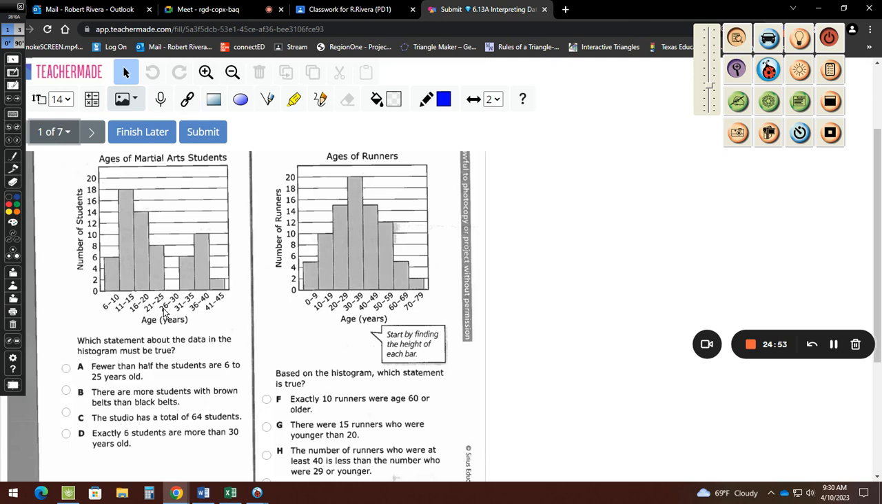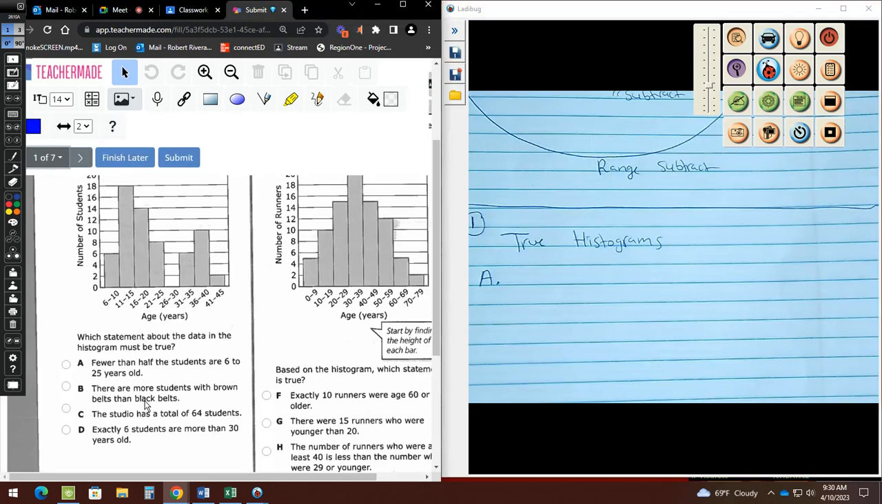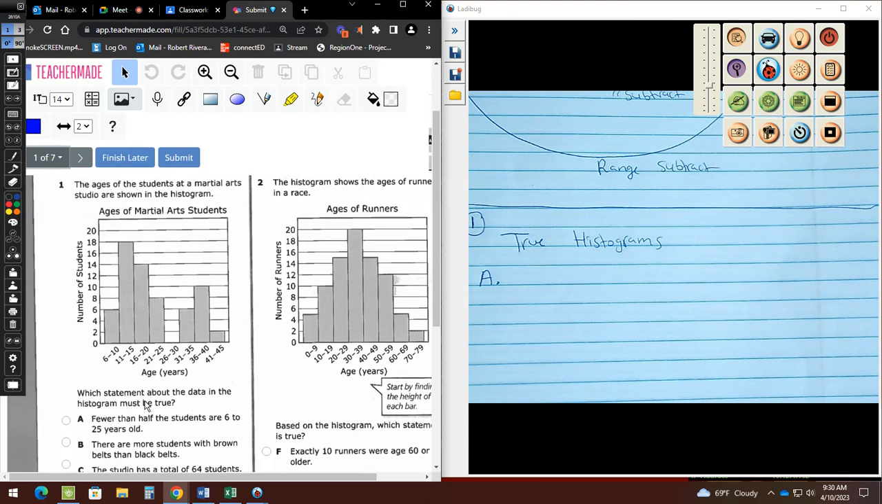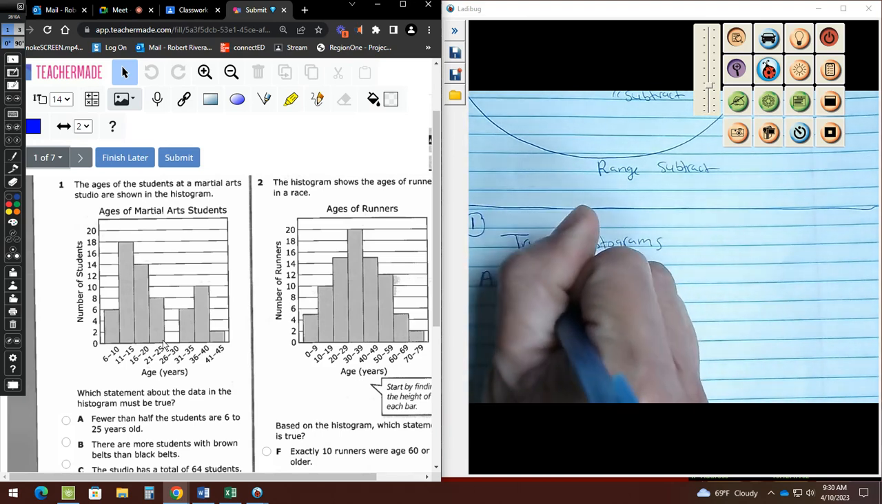Okay, ready? Letter A. We're gonna check what it says. Fewer than half of the students are 6 to 25 years old. So in questions like these, you have to read and go figure it out, okay? So let's go to 6 to 25, which would be from here to here. Do you think that that's fewer than half? Heck no, look at all that. That's a lot. So letter A, not true.